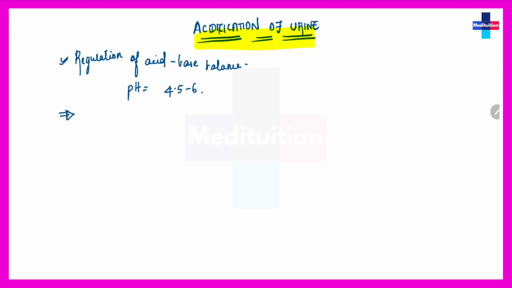In the discussion of acidification of urine, mainly we need to say how the regulation of acid base balance is there. The regulation of acid base balance is a very important thing in your acidification of urine. So what can be the two ways by which your kidneys can make your urine acidic? Basically the pH of urine is 4.5 to 6. For making this urine acidic, your kidneys have to do it in two ways. What are those two ways?